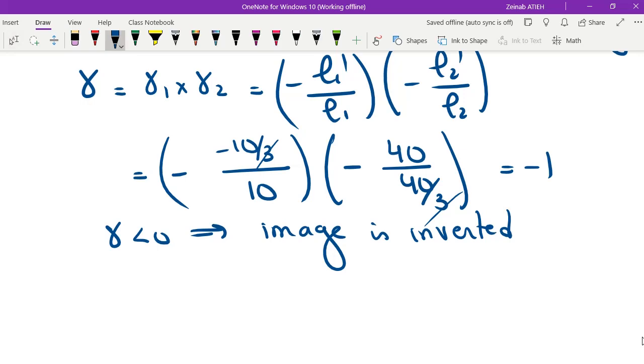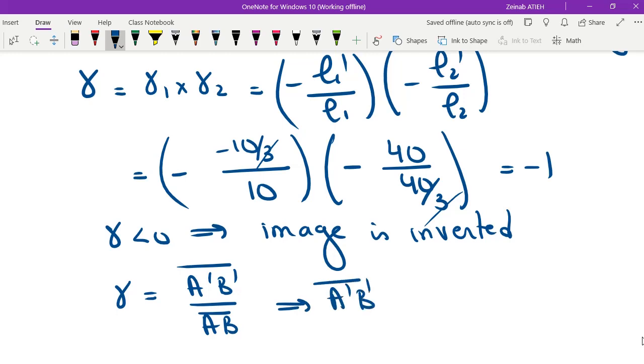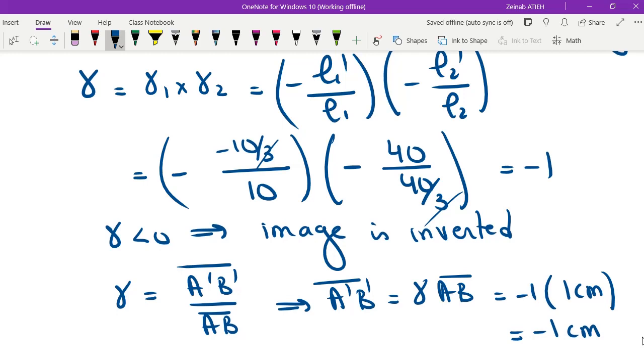هلا بدي أجيب حجمها. So gamma equals A prime B prime over AB, implies A prime B prime equals gamma AB. إذا كانت ال AB 1 سم، أكيد ال A prime B prime، الجاما هي minus 1، رح يطلع معي minus 1 سنتيمتر، يعني downward، كمان حجمها نفس الشيء. They have the same size but it is inverted downward. So it's minus 1 times 1 centimeter. I will get minus 1 centimeter. And this is A prime B prime, or the size of the image, the final image.